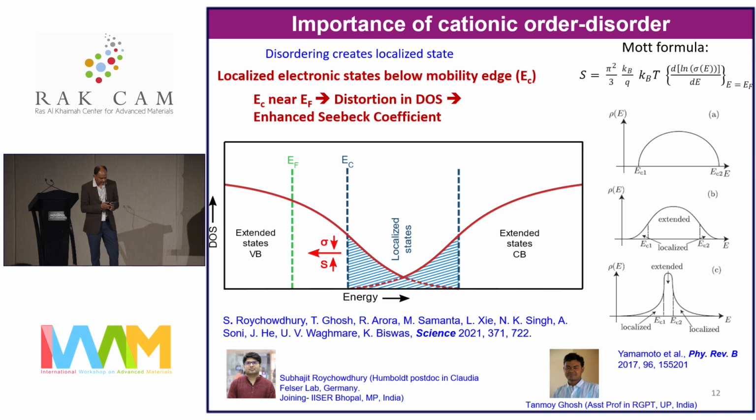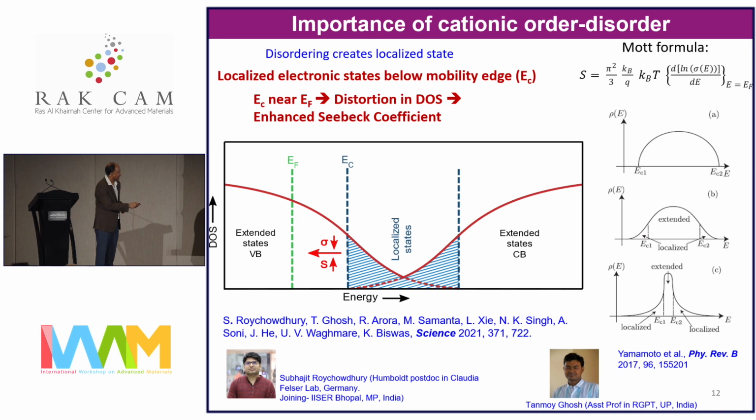So now this is a cartoon of the electronic structure of a semi-metal, because AgSbTe2 is a semi-metal, as I'll show in a minute. You can see these are the localized states, which are basically Anderson localized states caused by disordering of atoms. And this is the extended state where the Fermi level sits. Fermi level is nothing but the chemical potential.